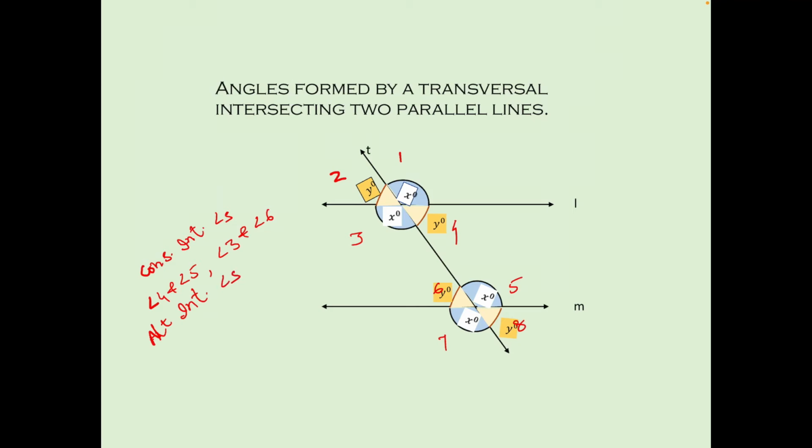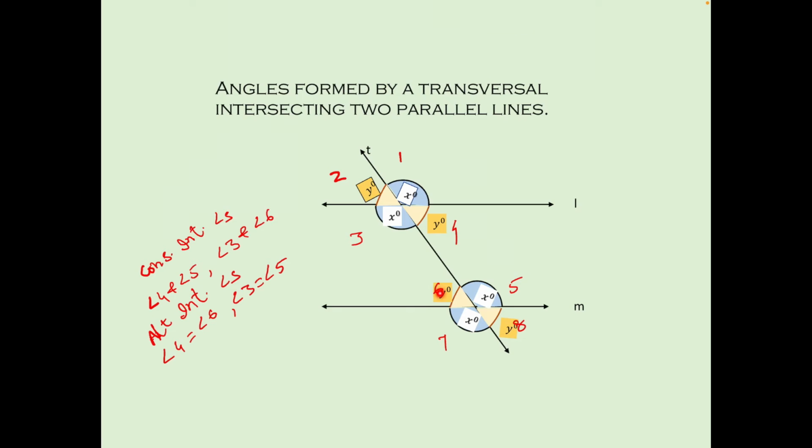Alternate interior angles, which are they? Angle 4 is equal to angle 6, and angle 3 is equal to angle 5. So they are equal, right? Now suppose I have the measure of angle 4. So I can say that 6 will also be the same because they are alternate interior angles, right? And alternate interior angles are always the same.